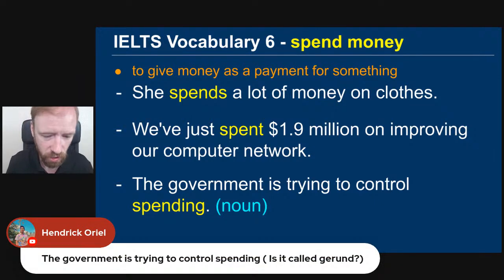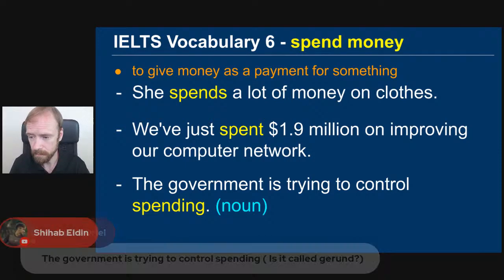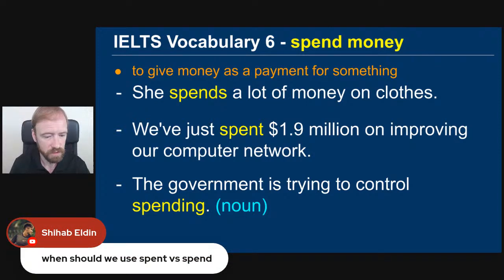Hendrik, don't worry about gerund. Just know that spending is used here as a noun. It's a verb and a noun. We should use spent, spend. Spend is the present tense, and spent is the past tense. Yep. So she spends. So the first sentence is a routine. In routine, we use present simple tense. The second example, she just spent. That is past tense.